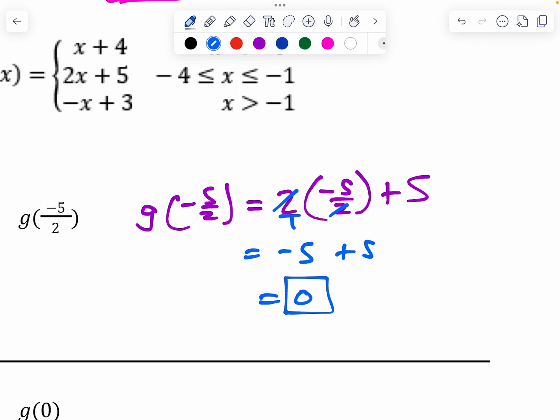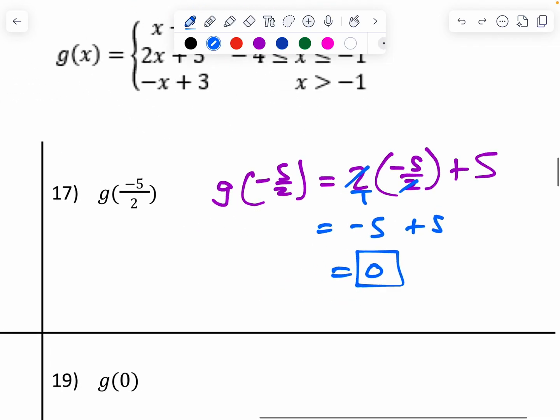Okay, so if you're using your ABC button on your calculator, or multiplying the tops together and the bottoms together, whatever you're doing to figure out that fraction will work.